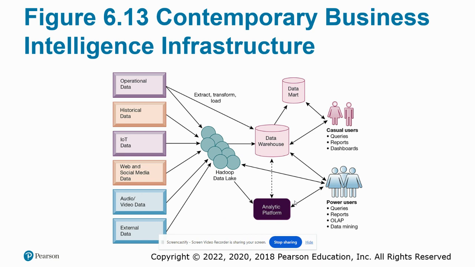This graphic illustrates the components of a contemporary business intelligence infrastructure. It shows that the data warehouse extracts data from multiple sources, both internal and external, including a Hadoop data lake, and transforms it as needed for the business intelligence systems. An analytic platform has tools for power users, including reporting, OLAP, or online analytic processing, and data mining to extract meaningful information from the data warehouse and Hadoop data lake. A subset of the data warehouse is collected in a data mart for casual groups of users.